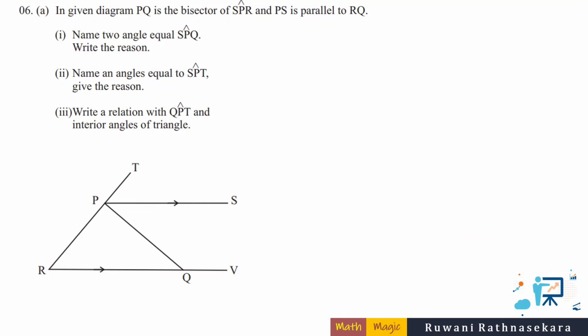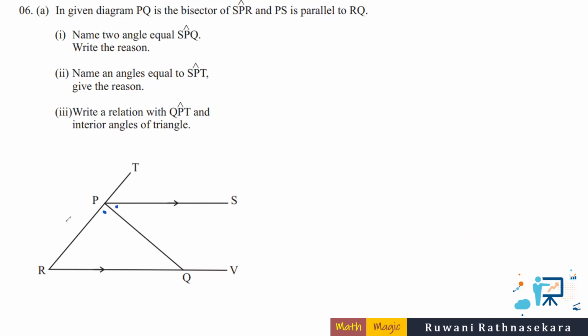I'm sorry, I missed that a bit. PQ is bisected. PQ is the bisector of SPR. Look at what it says, son. PQ is the bisector of SPR. If PQ is the bisector, a bisector divides an angle or a side into 2 equal parts. Therefore, when PQ is the bisector, RPQ and SPQ should be equal. If PQ is the bisector, RPQ should be equal to SPQ. You can mark that with a curve.